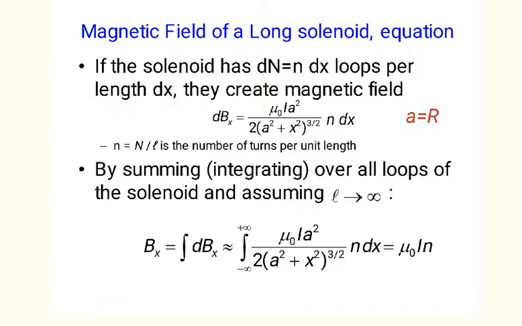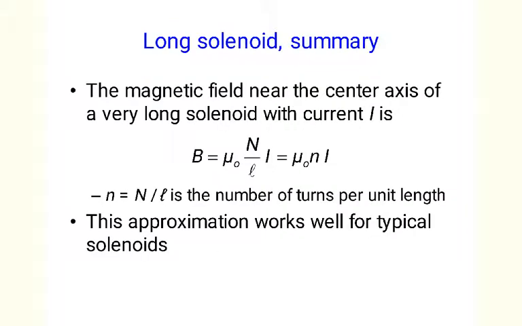If we take length dx of a solenoid, there will be n times dx loops within this length, where n is the number of turns per unit length. The magnetic field contributed by length dx is equal to the magnetic field of one loop multiplied by the number of loops within the segment. By integrating over all loops of the solenoid and assuming L goes to infinity, we can obtain the formula for the total magnetic field inside the solenoid. It is given by mu naught times I times lowercase n.